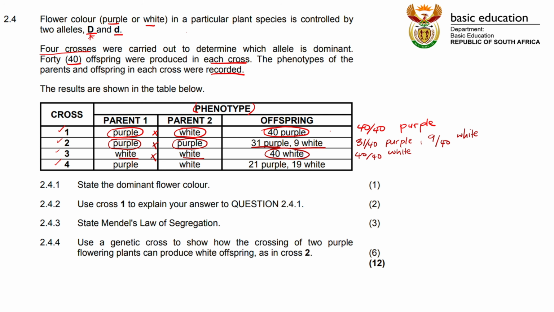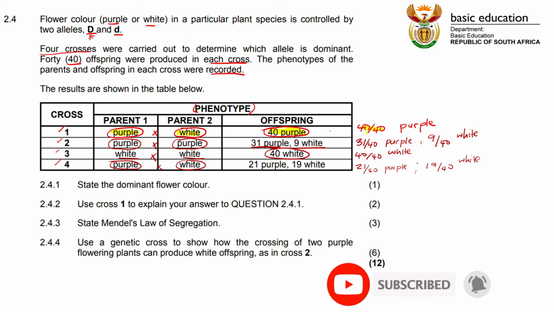And then the last cross, you are crossing purple again with white. You are crossing purple again with white, but now you find out that you've got 21 purple and 19 white. So 21 out of 40 of the offspring are purple, and 19 out of 40 of them are white. Do you see the trend here? You can note something about the first cross and the third cross. The first cross, you had purple, you had white, and you got 100% purple.